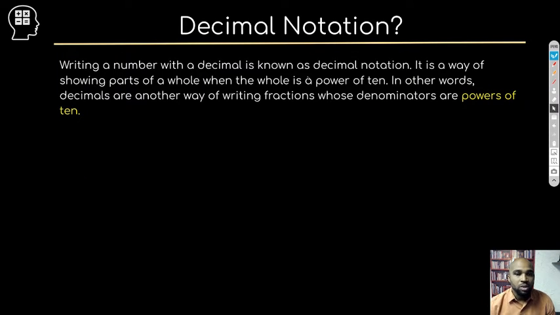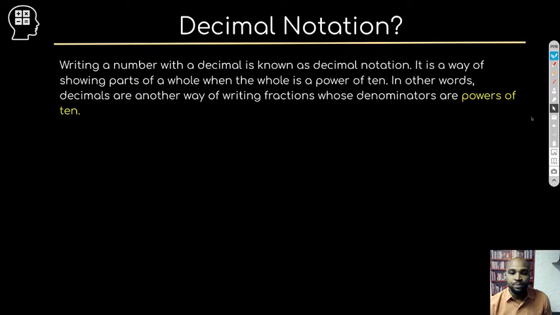So what is decimal notation? Writing a number with a decimal is known as decimal notation. It's a way of showing parts of a whole when the whole is a power of 10. And we're going to talk about this power of 10 piece in just a second, but it's kind of like fractions. When we talked about fractions, we had 2/3. This is a way of showing some part of the whole thing, 2/3 of the whole piece. Decimals are another way of showing parts of a whole, but now we're looking in powers of 10. In other words, decimals are another way of writing fractions whose denominators are powers of 10.